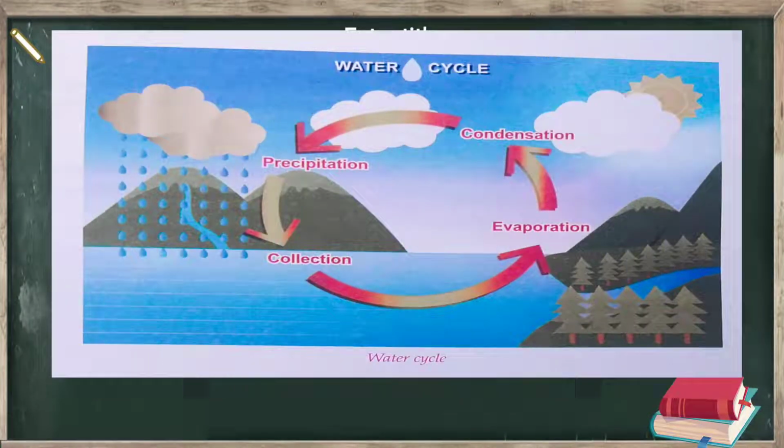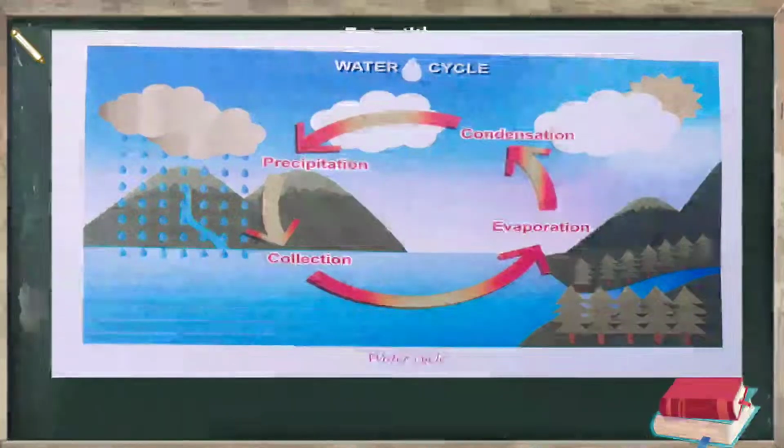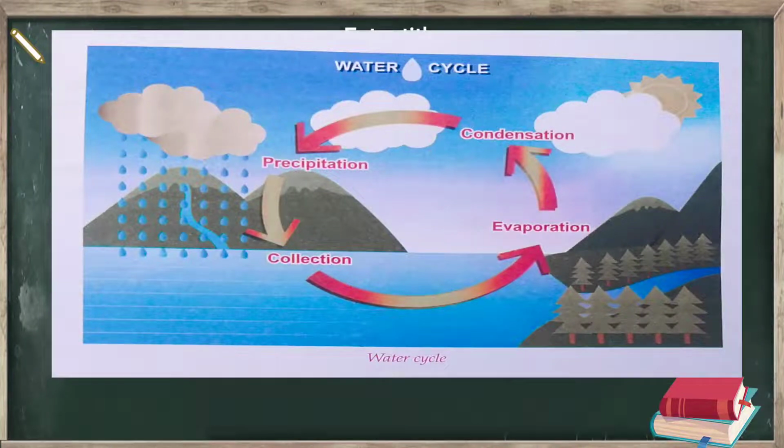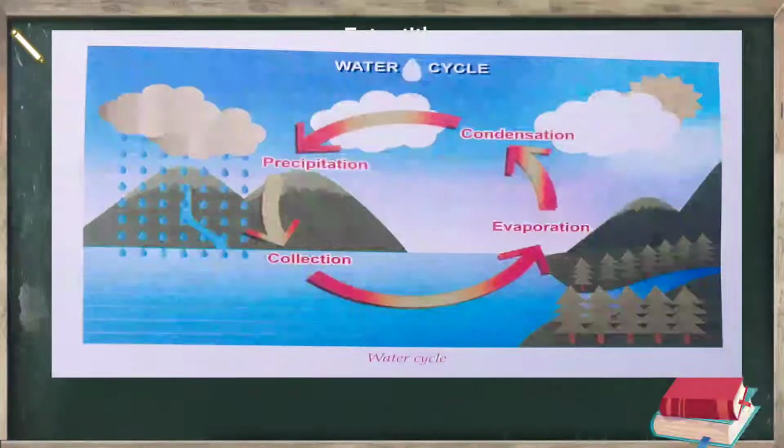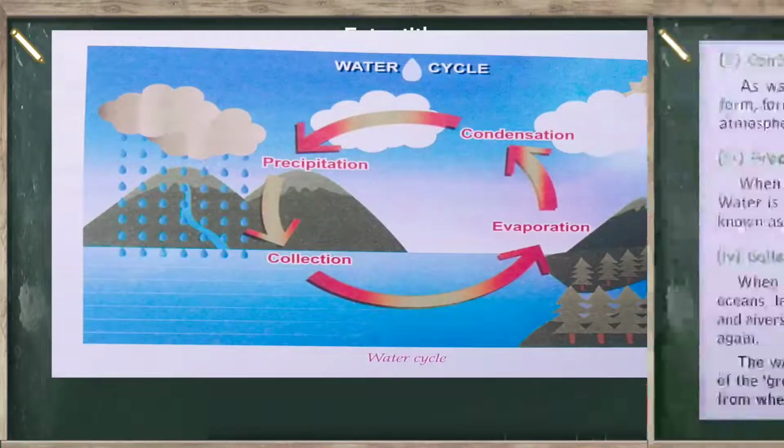Now the second one. As you can see in the diagram here, we have evaporation. The water from the seas is going up, then condensation is done, then precipitation happens. Precipitation is when it forms again in the form of rain, and it is known as the collection.